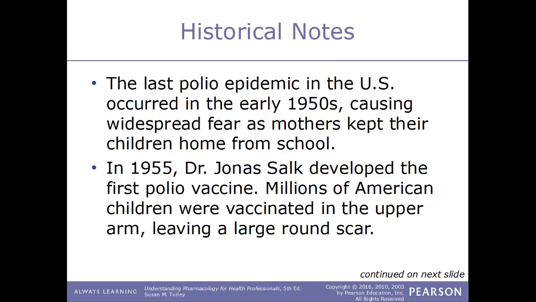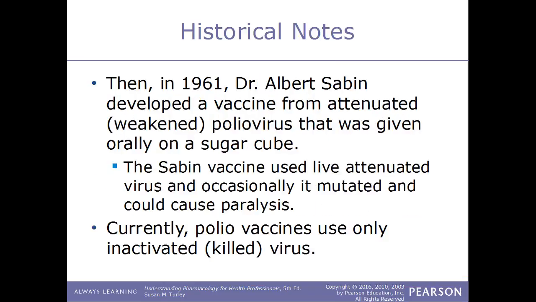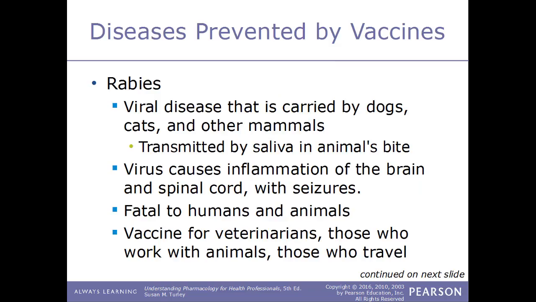In 1955, Dr. Jonas Salk developed the first polio vaccine. Millions of American children were vaccinated in the upper arm, leaving a unique large round scar. Then in 1961, Dr. Albert Sabin developed a vaccine from attenuated poliovirus, or a weakened poliovirus, that was given orally on a sugar cube. Now, the Sabin vaccine used a live attenuated virus, and occasionally it would mutate and would cause paralysis. So currently, polio vaccines only use inactivated or killed viruses.